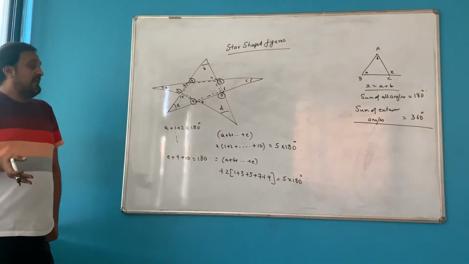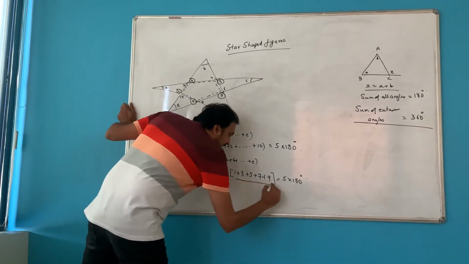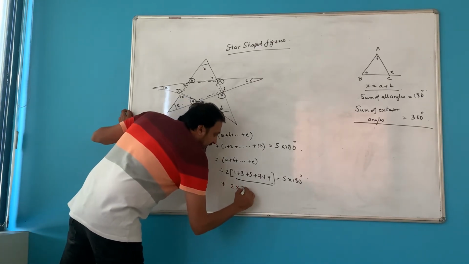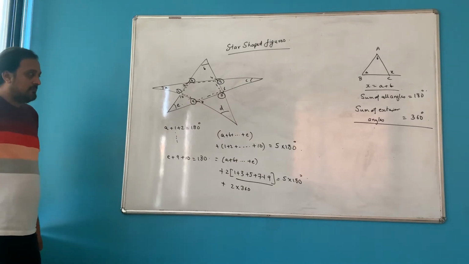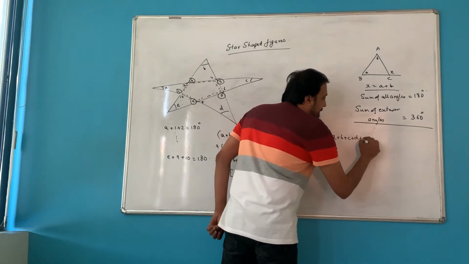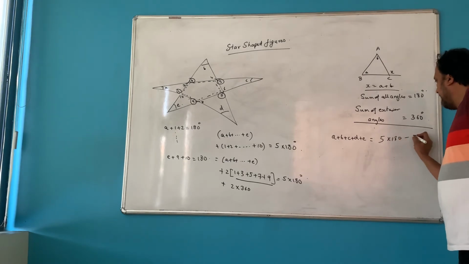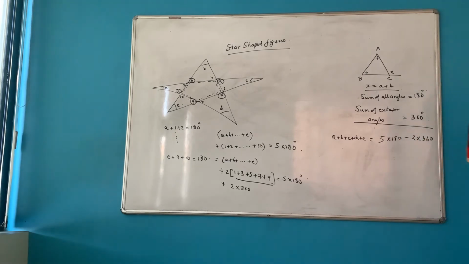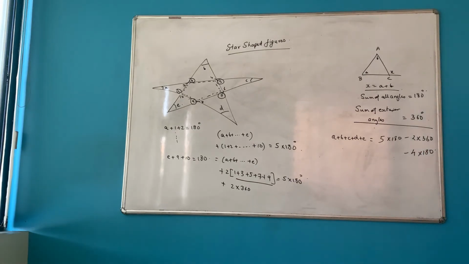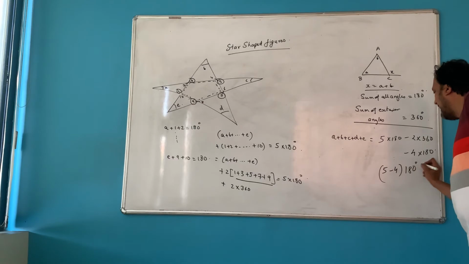What do we know? Sum of exterior angles of any polygon would be equal to 360 degrees, which means this entire thing would be equal to 360 degrees. So this will be plus 2 into 360. What does this tell me? It tells me A plus B plus C plus D plus E should be equal to what? 5 into 180 minus 2 into 360. This thing I can simplify and say it will be equal to minus 4 into 180, which means I can write this entire thing as 5 minus 4 into 180.